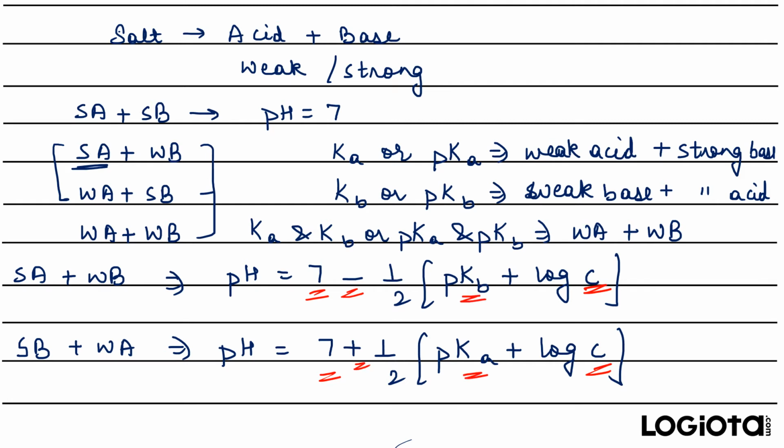As in this case the strong acid is involved, the pH would be less than 7, so there is a negative sign here, right? And in this case, a weak base is involved, so the Kb would be here. The other case is strong base and weak acid. As a strong base is there, the pH would be more than 7, so that's why 7 plus, and the weak acid is there, so that's why Ka is here. So you just need to learn one formula and you can deduce the other one from that.